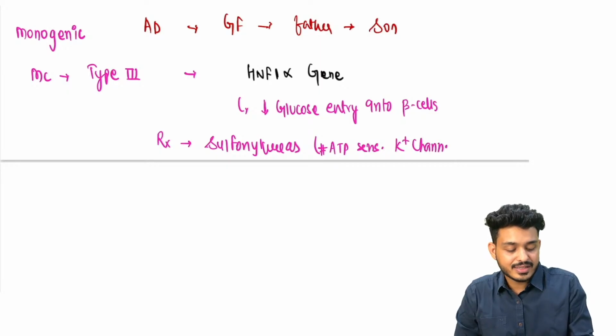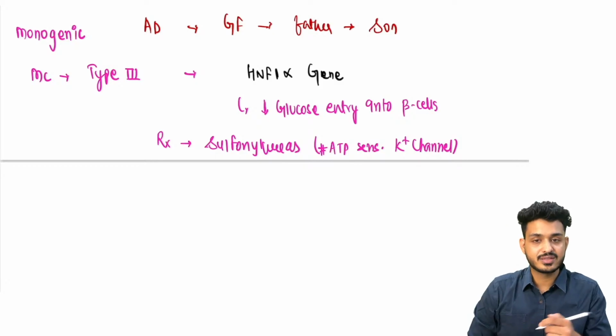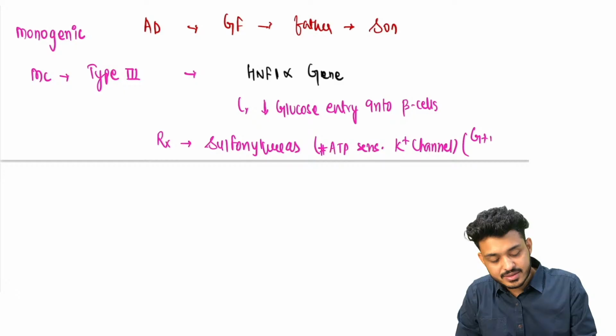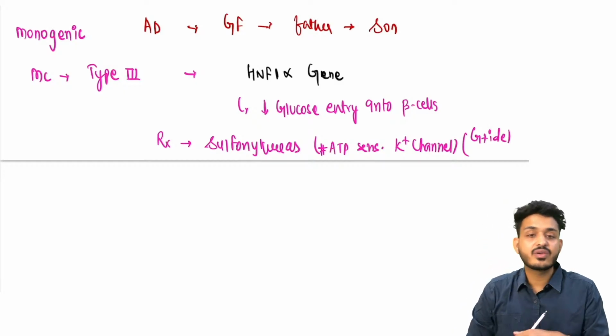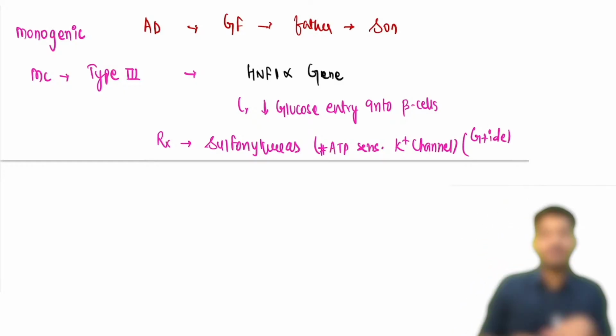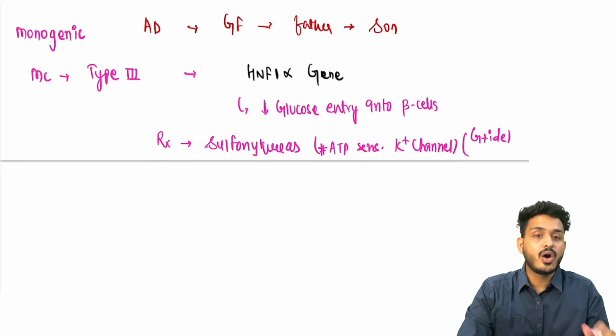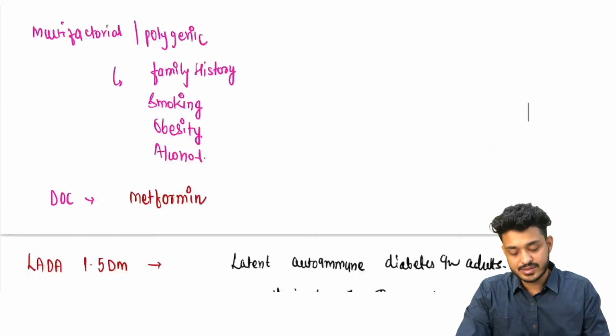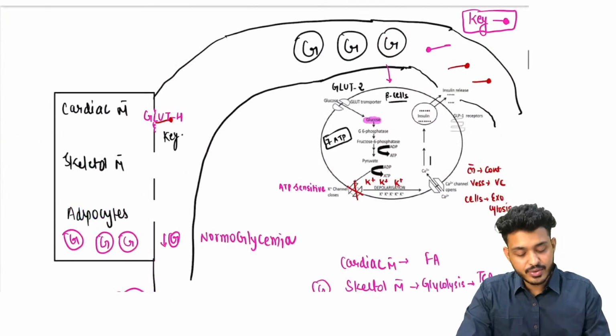So just try to understand, what are the sulfonylureas? Those drugs which have G plus ide. G means they start with G and end with ide. So we have drugs like glimepiride, gliclazide, glibenclamide. All these drugs come under your sulfonylureas. Let's try to understand what these sulfonylureas are going to do.